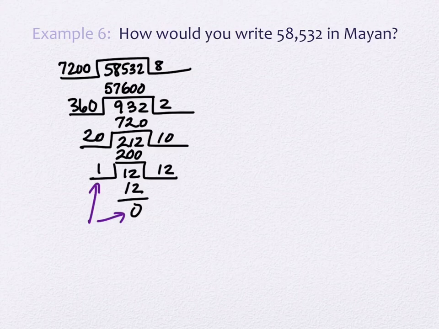And again, the answer is always over here. 8, 2, 10, 12. But that's the answer in our numerals. We need the answer in their numerals. So what is an 8? How do you draw an 8 in Mayan? 3 dots on top of a line, right? How do you draw a 2 in Mayan? 2 dots under the line we already had.